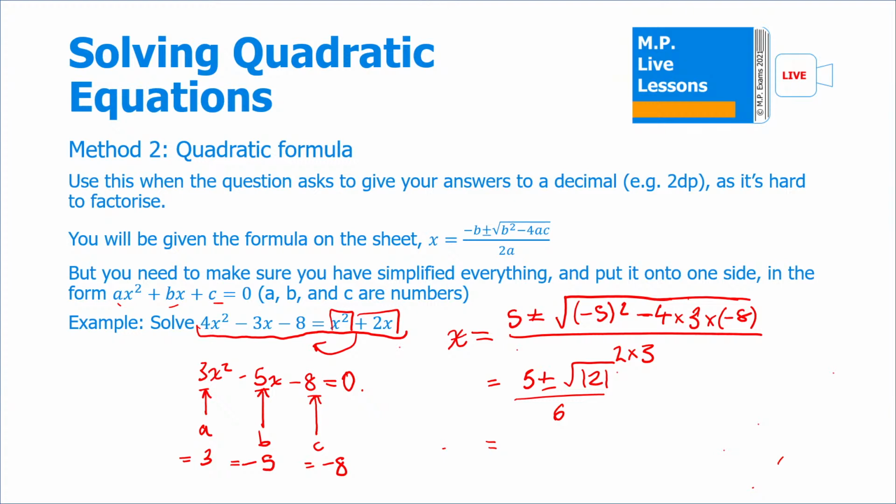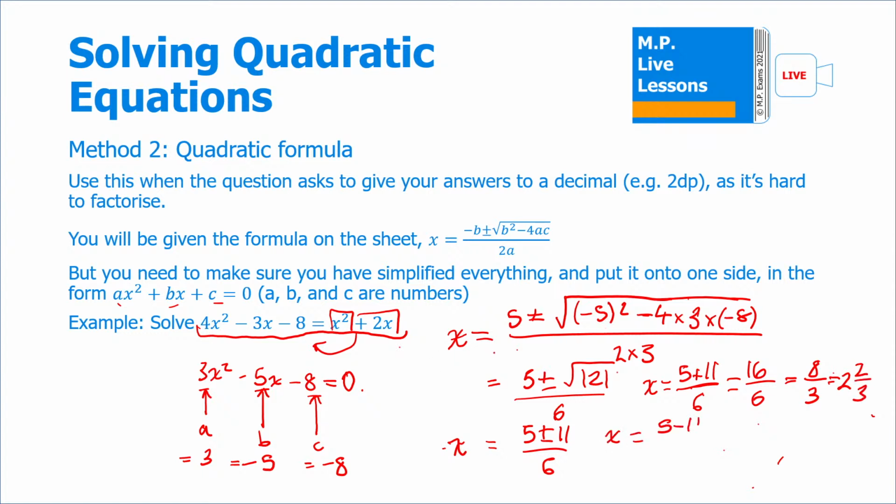So our two solutions are, the root of 121 is 11, so we can either add, which is 16 over 6, that gets us 8 over 3, or really 2 and 2/3, or we can take away, that's 5 minus 11, all divided by 6, minus 6 over 6, this gets negative 1.